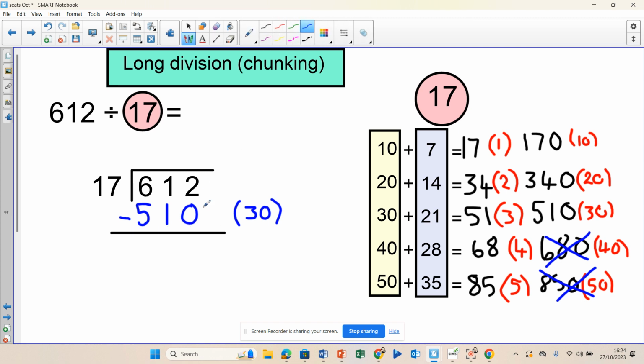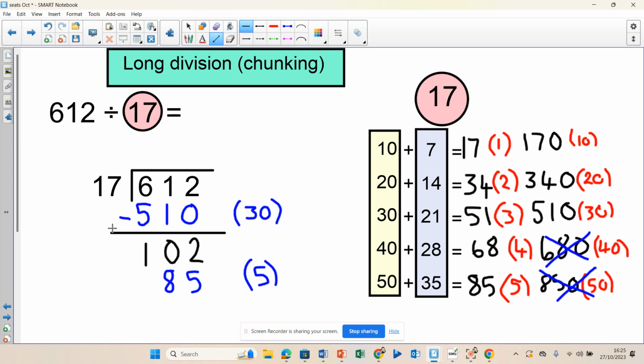Okay. So 2 subtract 0 is 2. 1 subtract 1 is 0. And 6 subtract 5 is 1. Now you're left with 102. And again, you say to yourself, which chunk over here is closest to, but not more than, 102? So down here, I've got 85. My next one's 170. So 170 is too big, so I'm going to go for 85. And 85 is 5 lots of 17. Again, you subtract it.